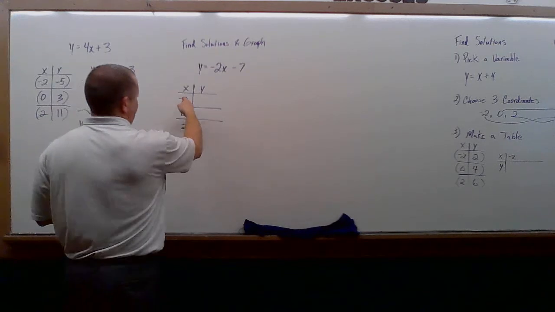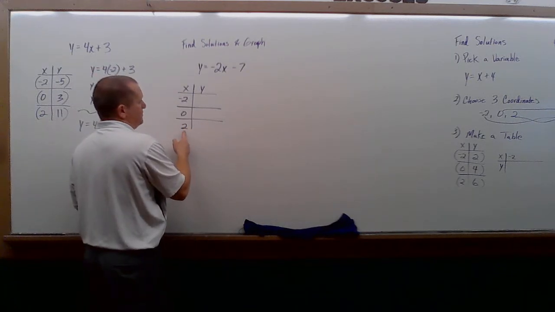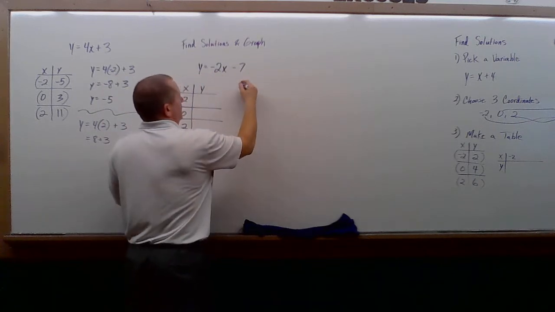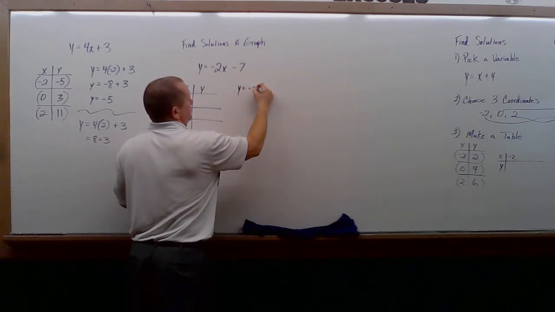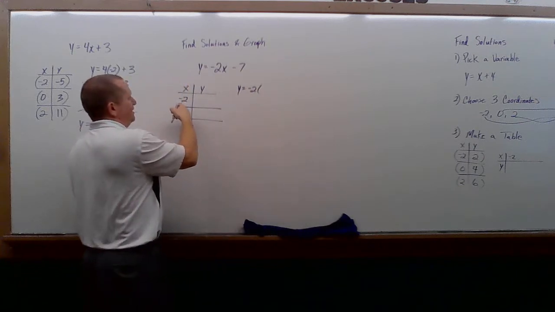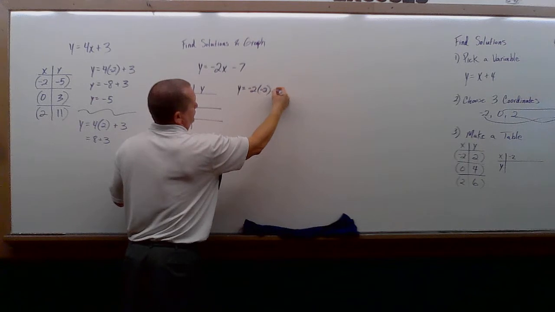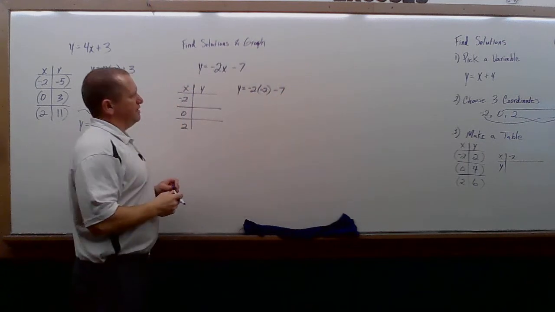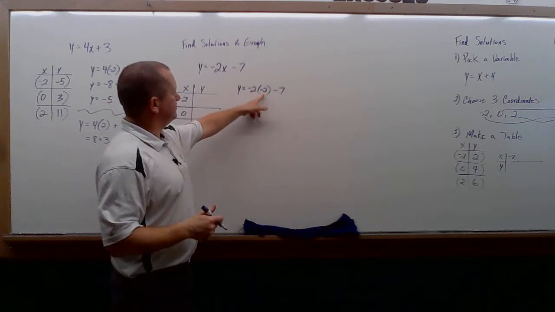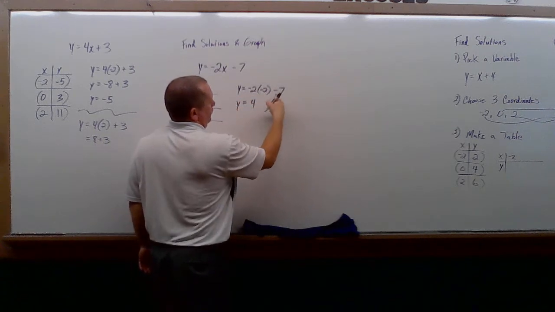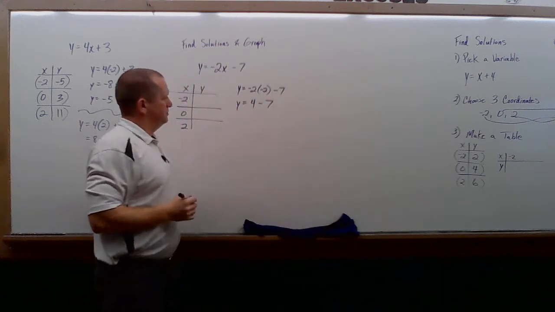Now I'm going to take each one of my numbers that I made up, and I'm going to stick it into my equation. Now remember, negative 2 is x. That's not that negative 2. So we basically have 2 negative 2's in the problem. And then we just simplify. Negative 2 times negative 2 is positive 4. And 4, we bring down the minus 7.